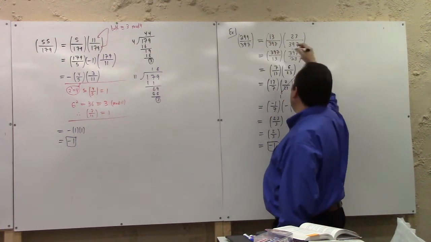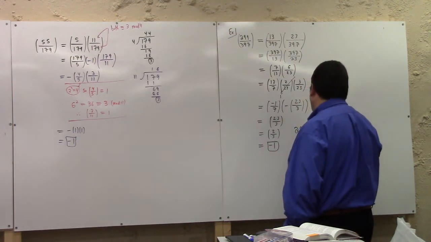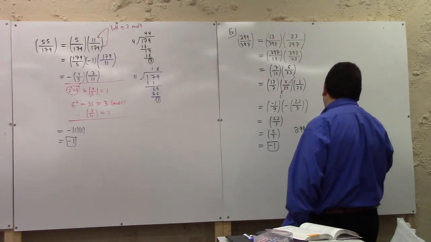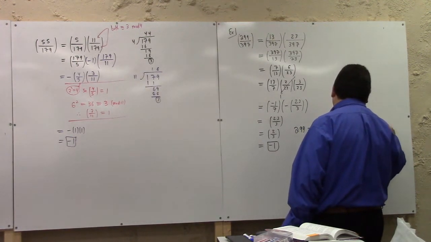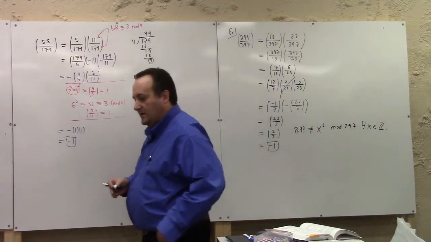299, what this means is that 299 is not congruent to x squared mod 397 for all x in the integers. You cannot solve that quadratic.